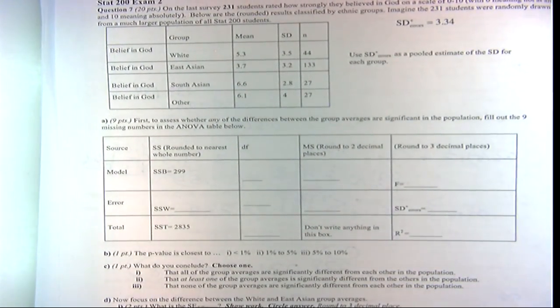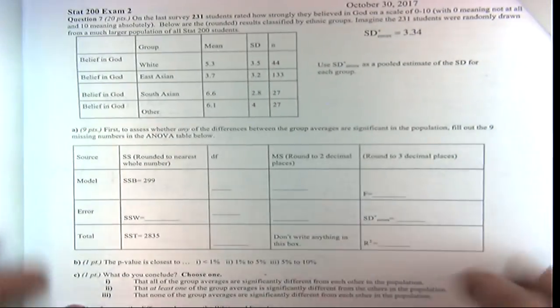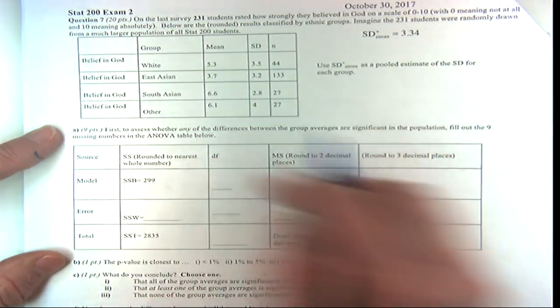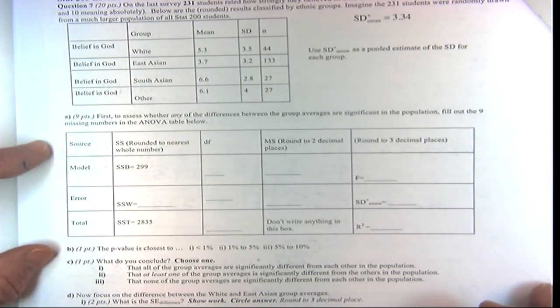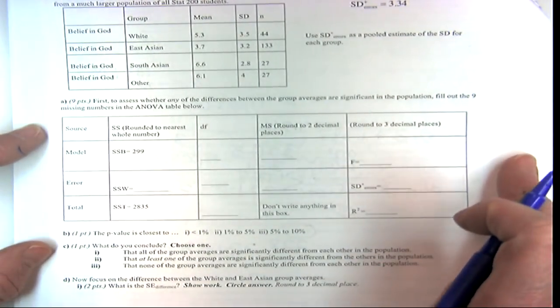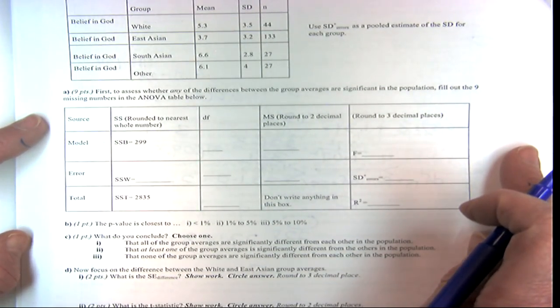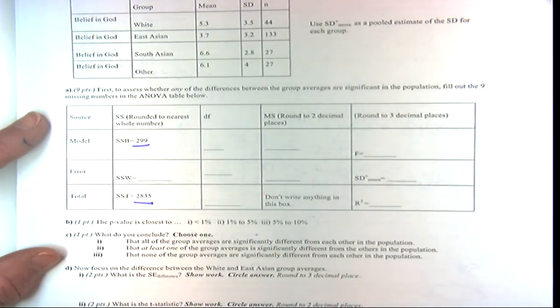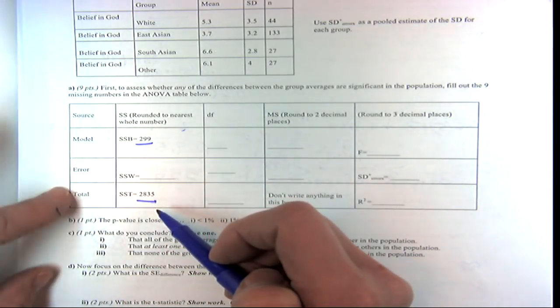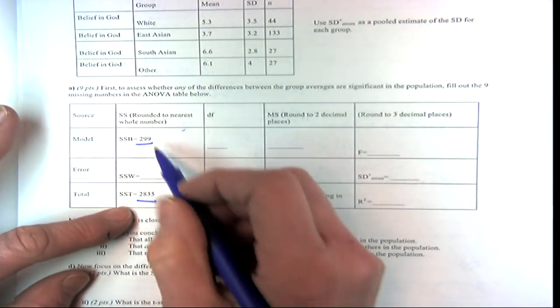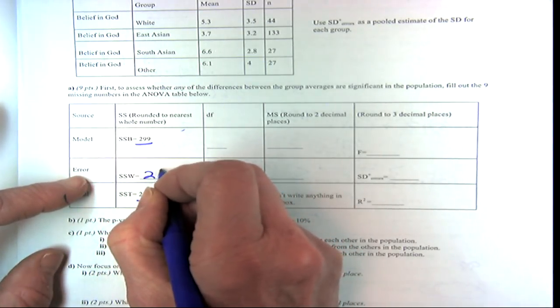Okay. Let's see. All right. So now we've got these group differences again, how strongly these different groups believe in God. And now I want you to do an ANOVA table from them. Okay, first assess whether any of the differences are significant. I gave you this and I gave you this. The sum of squares model, or between plus within, has to add up to that, so this is pretty easy.